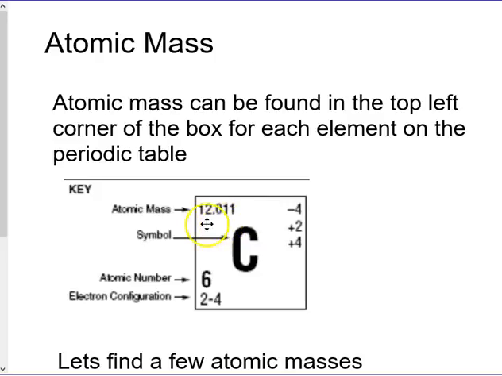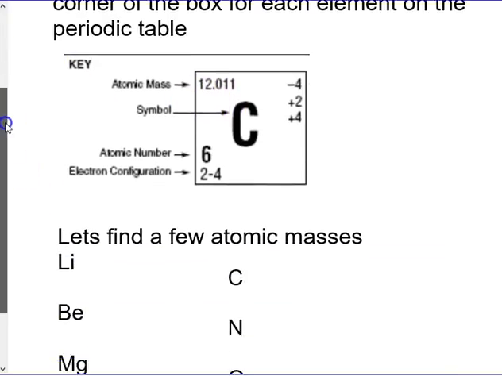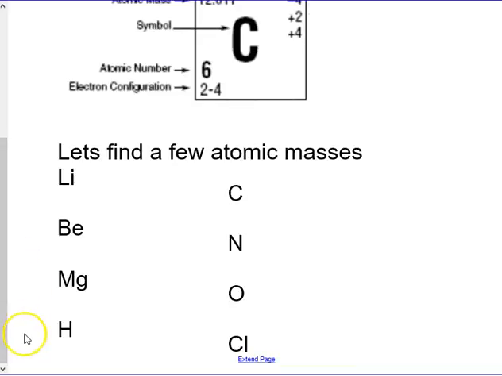All right, so now you have your reference table out and you see where we're looking at the masses. This is where we're going to look. So let's find a few atomic masses. Go ahead and copy down these elements and pause the video. Now find the mass of each element. Pause the video.